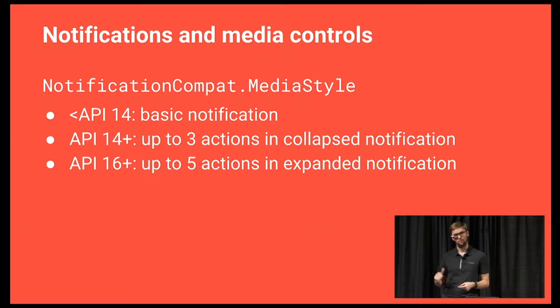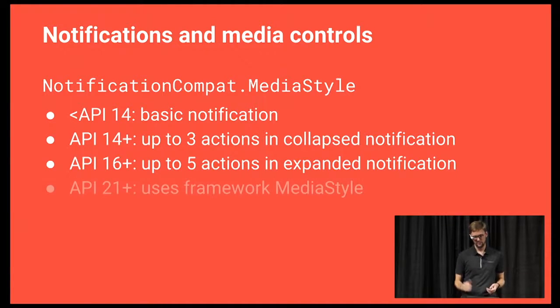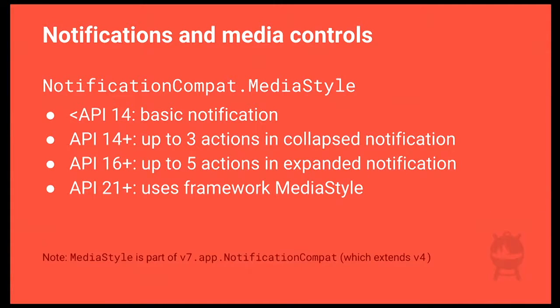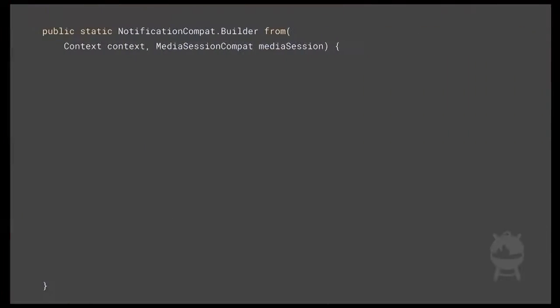API 16, Android 4.1, added expanded controls. Here you'll get a larger image for album art, and you'll get up to 5 controls. And in Lollipop, we switch over to the framework media style. From there on out, you'll have the exact styling across every device, and it'll look just like any system one. Now, one thing to note is that all of this notification compat is in app compat, not necessarily in the support v4, which is where all the rest of the notification compat stuff is. So just keep aware of that.